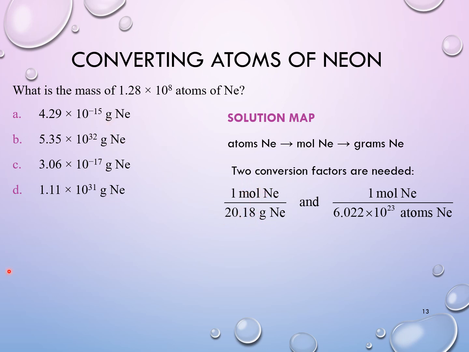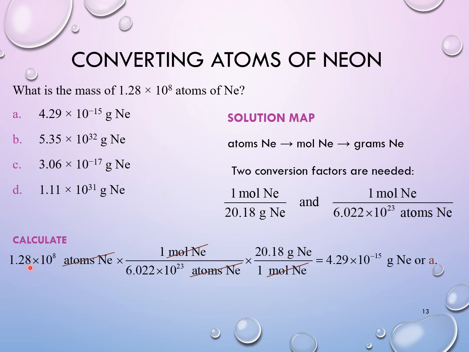So 1.28 times 10 to the power 8 atoms neon times 1 mole neon divided by 6.022 times 10 to the power 23 atoms of neon times 20.18 grams neon divided by 1 mole neon. So we cross off the atoms of neon, moles of neon. Your answer is in grams of neon. So you get 4.29 times 10 to the minus 15 grams of neon, or we say A.